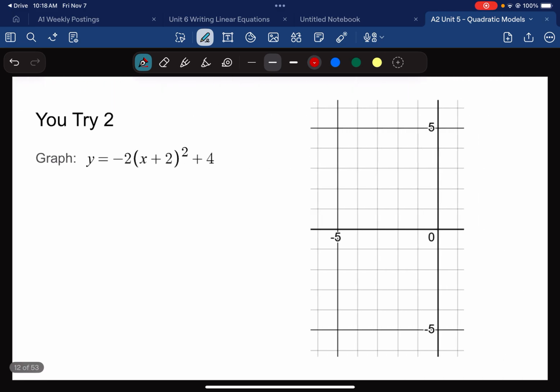Okay, you guys give this one a try. This one will work out nice for you. Stop the video and start it back up when you're finished.